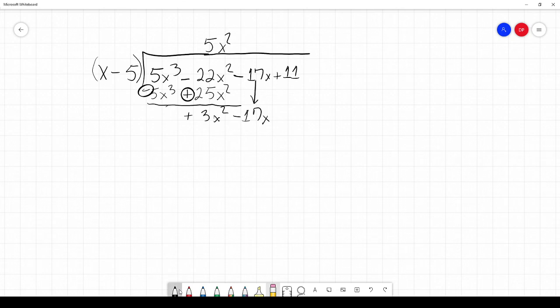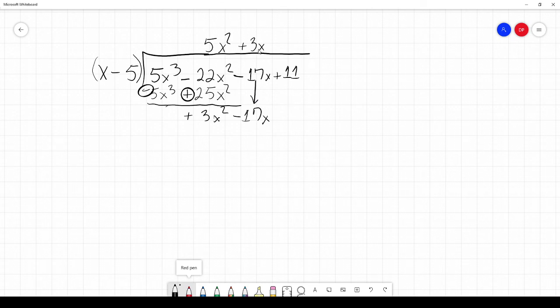Now we have to start the process over again, but using my new leading term. My new leading term here is 3x squared. So x times what is 3x squared? Well, it's going to be a positive 3x. And again, I want to keep everything lined up. Notice all my x squareds are lined up, all my x's are lined up, and we're going to keep everything lined up as we go.